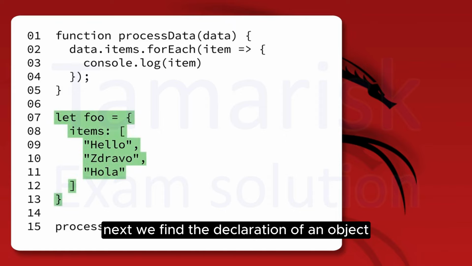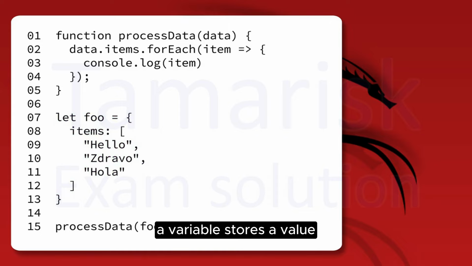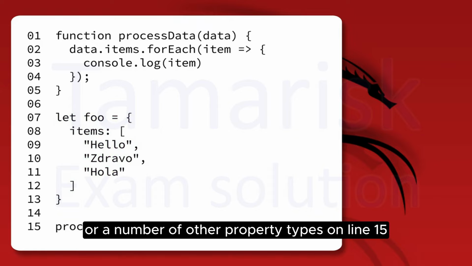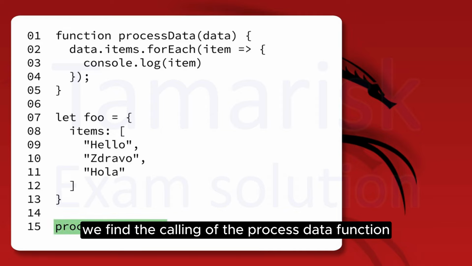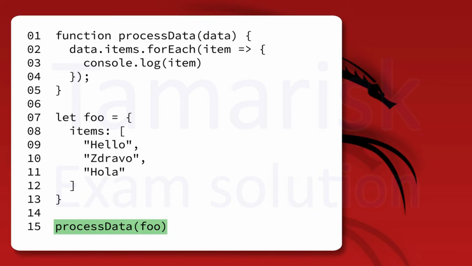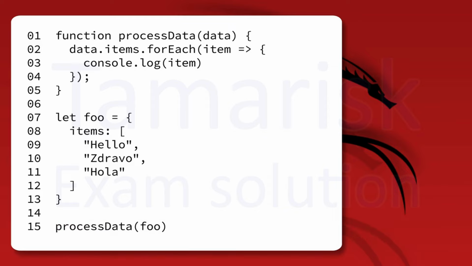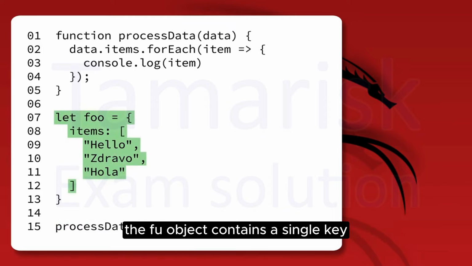Next, we find the declaration of an object saved into the foo variable. A variable stores a value. This could be a string like hello world, an array, an object, or a number of other property types. On line 15, we find the calling of the processData function using the foo variable as an argument. An object contains key value pairs called properties. The foo object contains a single key, which is set to an array of strings.